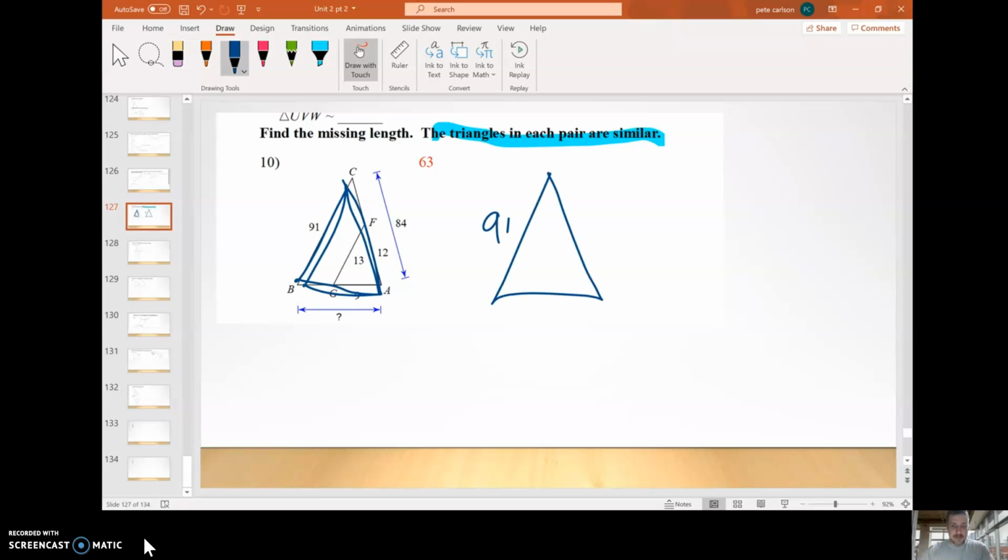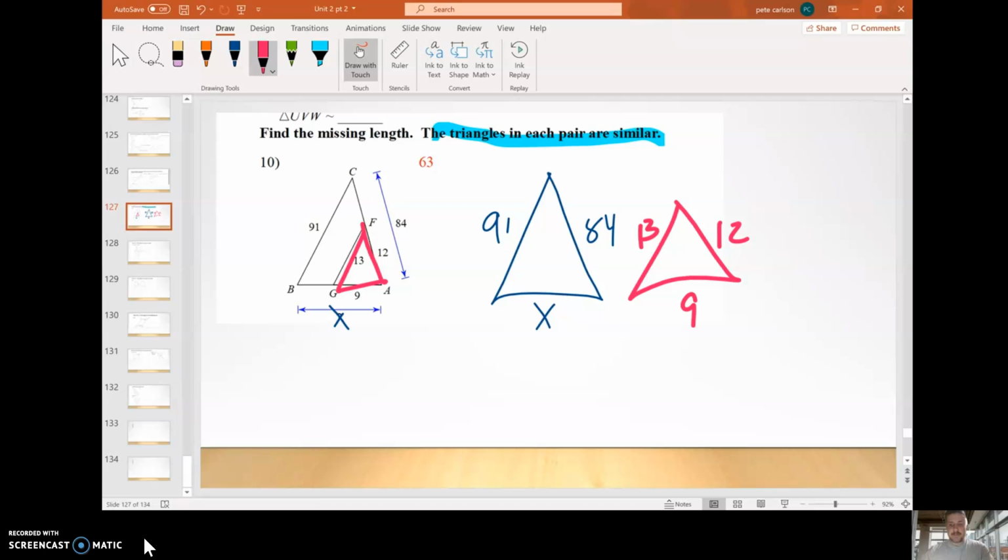It's 91 up the side. It's 84 up the other side, and it's unknown across the bottom. So let's just use an X for unknown. Okay, we'll put an X right there. Now the other triangle that they have drawn is right here, so we're going to draw that right here. Now its sides are 13, 12, and 9.